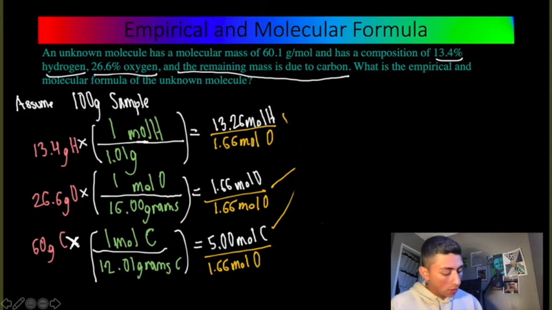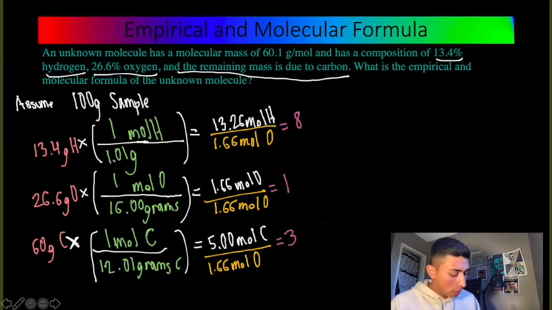When you divide each of these, you should be getting a whole number. You always want a whole number. Now for the top number here, I'm actually getting like 7.98. You just round that to 8. So when you divide 13.26 by 1.66 moles of oxygen, just round this to 8. This one here is just going to be 1. This one here is going to be 3. Now that we obtained these answers, I want to work up here now.